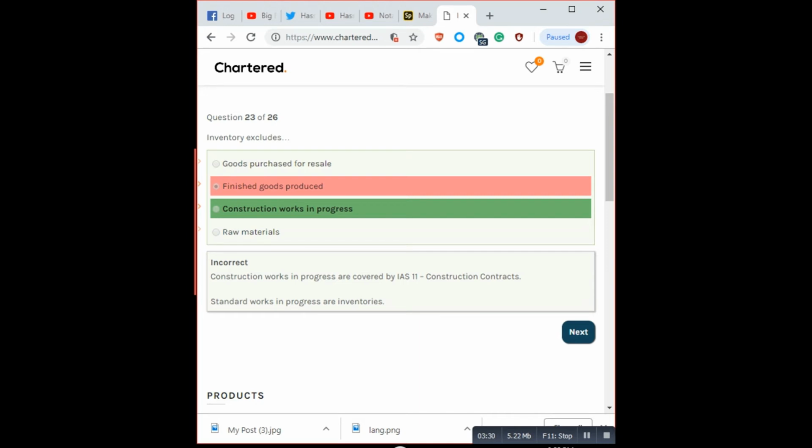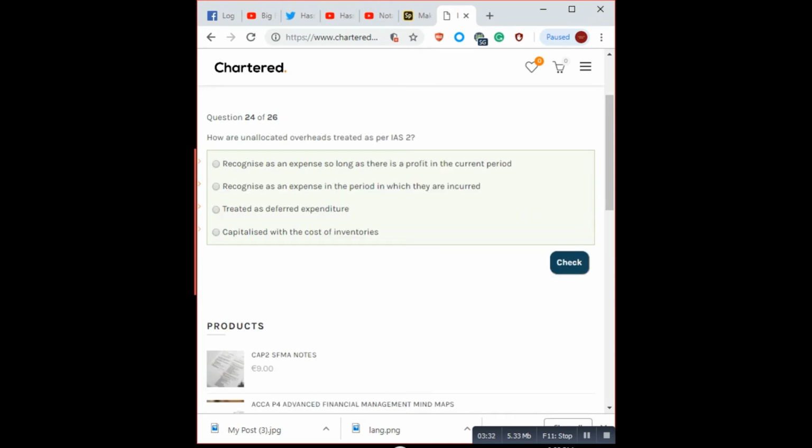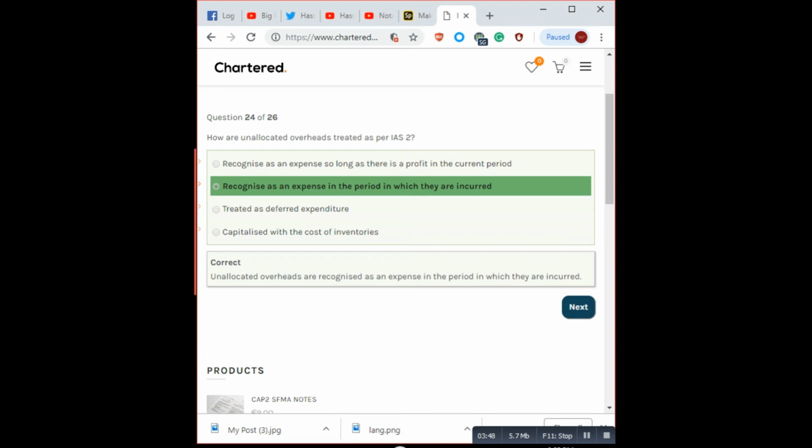How are unallocated overheads treated as per IAS 2? Unallocated overheads are recognized as an expense. Okay.